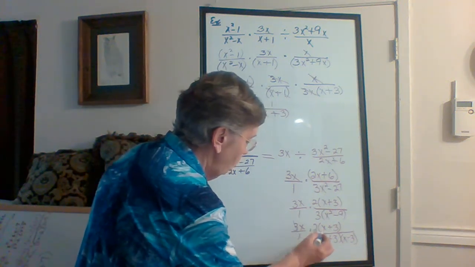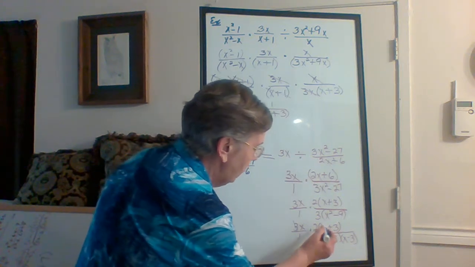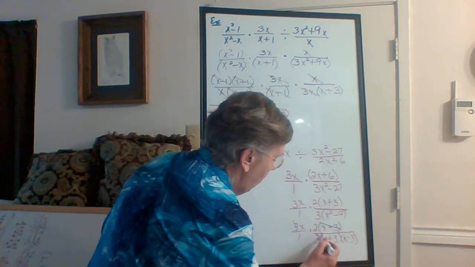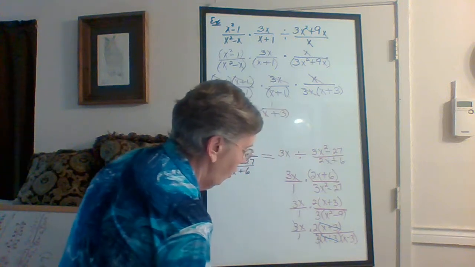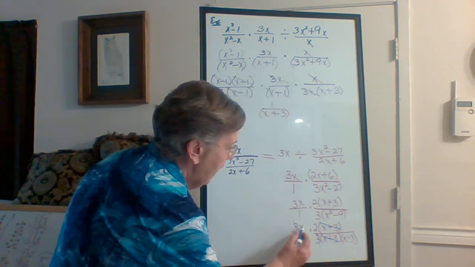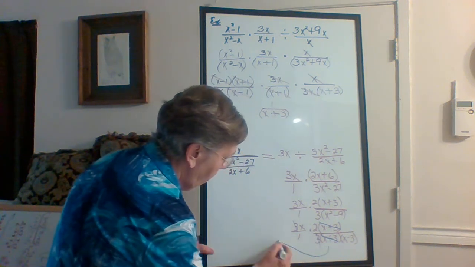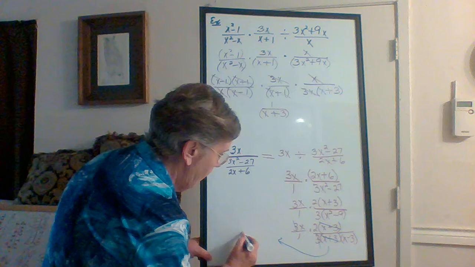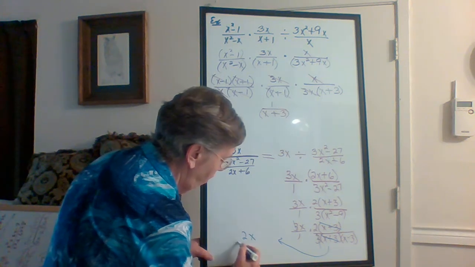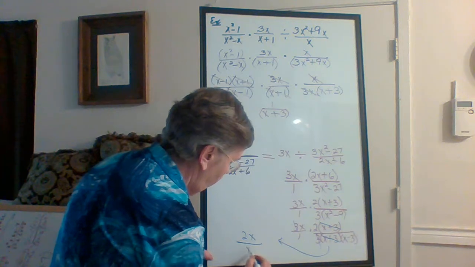Okay? 2 doesn't cancel anything. It would cancel by itself. X plus 3, x plus 3. So that leaves me with x times 2 is 2x over x minus 3.